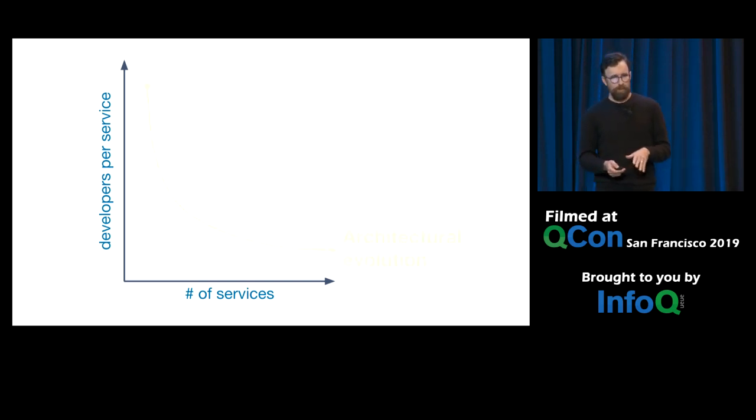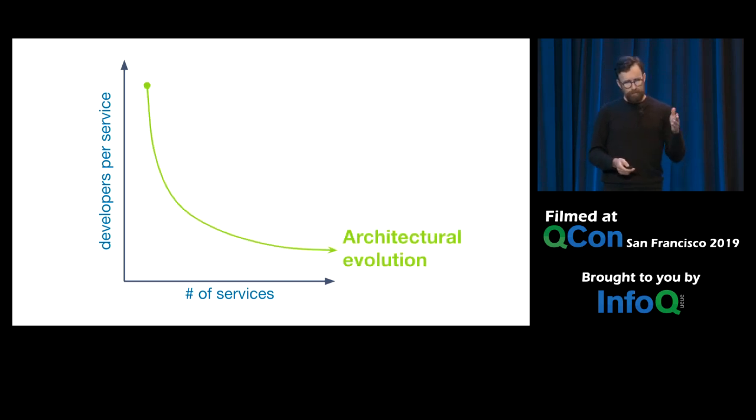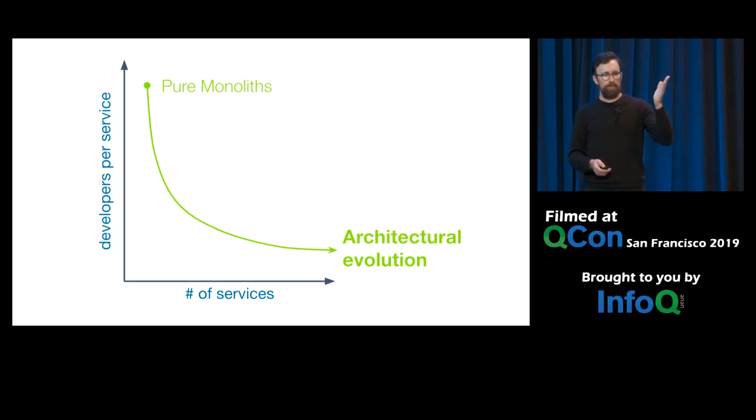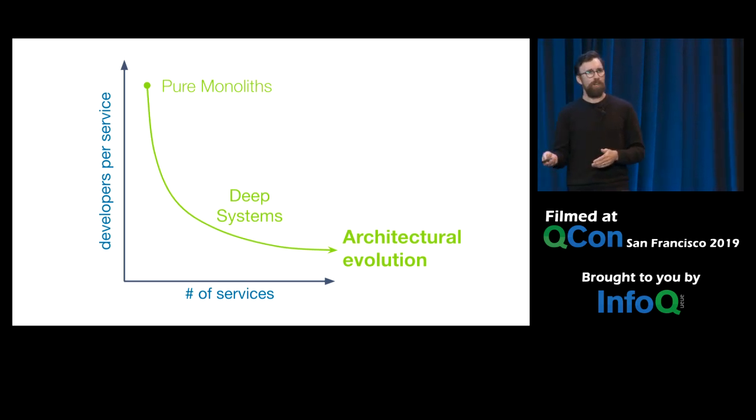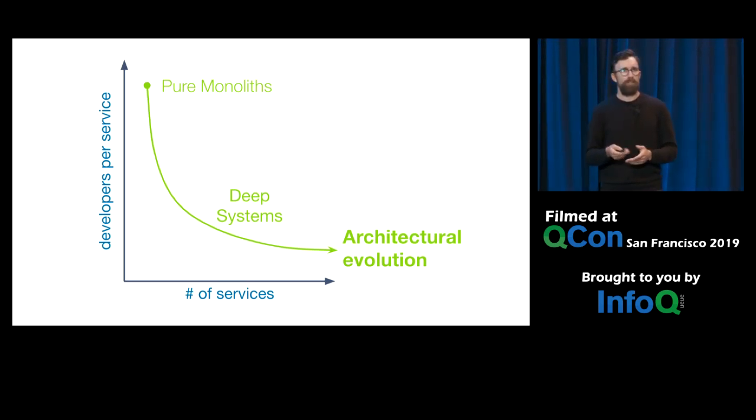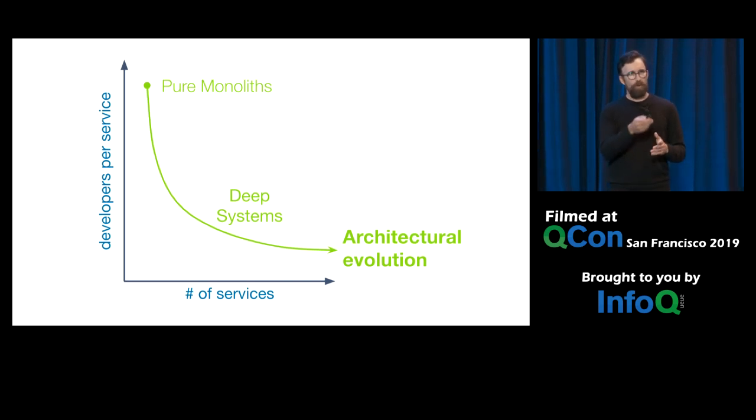So the transformation in our industry right now is really going from pure monoliths, where you have basically one service with a lot of developers, and then you quickly try to spread that out into smaller services around that, and then you develop layers beneath it, and somewhere in the midst of that transformation, you have a deep system once you get four or more layers, and you're confronted with all the sorts of problems that we were talking about earlier. So this is the overall arc in our industry.